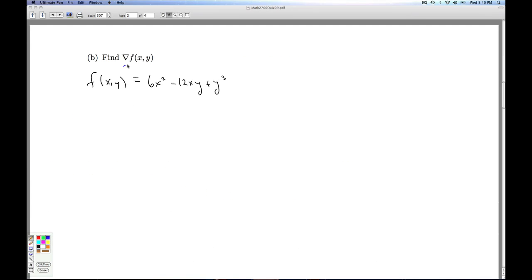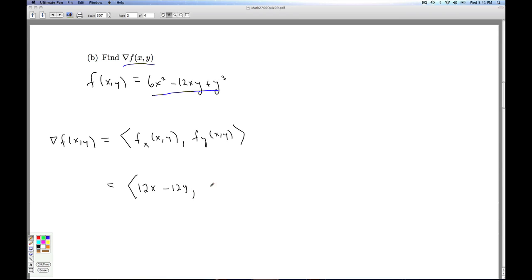Alright, in part B we're asked to find the gradient f of x, y, and here I've recorded our original function. So the gradient of f, remember this is our very first example of a vector field. And how do we get that? Well, in the x component we take the partial derivative with respect to x. In the y component we take the partial derivative with respect to y. And so we did this already in the first part to check for differentiability. So we get 12x minus 12y and negative 12x plus 3y squared. And so that's our gradient, and that's all we need to do for part B.